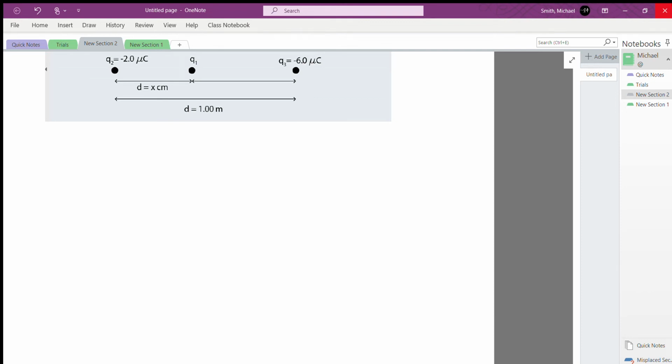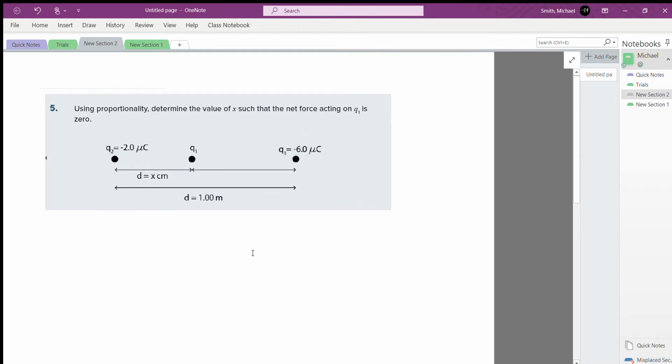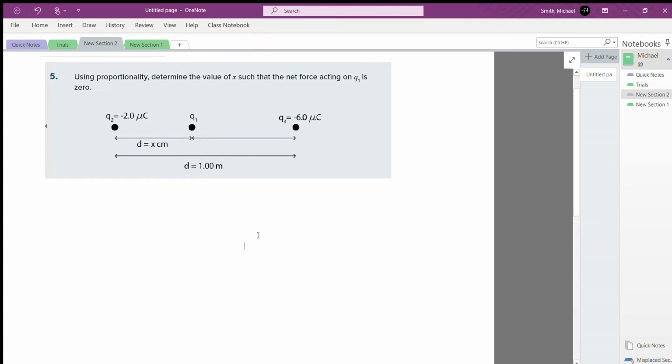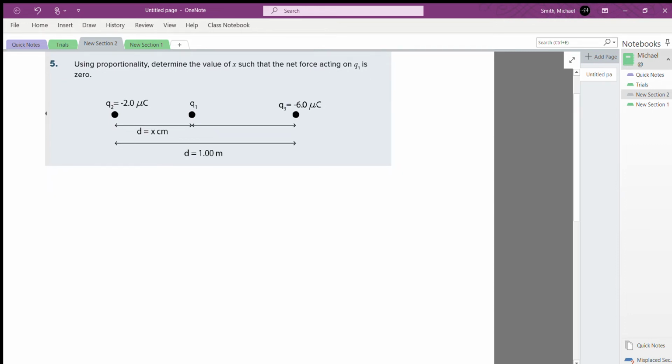This is question 5 from the SACE Stage 2 Physics Course Companion from Chapter 2.1, Electric Fields. Here we have 3 charges in a row. Q2 and Q1 are separated by x centimeters. Q1 and Q3 are separated by some other distance, and the distance between Q2 and Q3 is 1 meter. We need to find the value of x such that the net force acting on Q1 is 0.